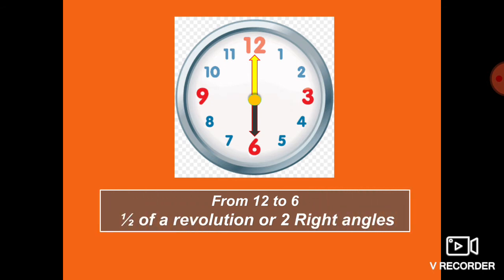2 right angles. 12 to 3, 1 right angle. Then 3 to 6, 1 right angle. So 12 to 6 means 2 right angles. And how many revolution? Half revolution. That is 12 to 6. 6 o'clock is the half of the clock. Okay. Then 12 to 12 is 1 revolution. Then 12 to 6 is half of a revolution.